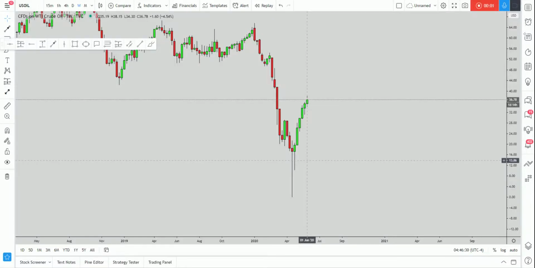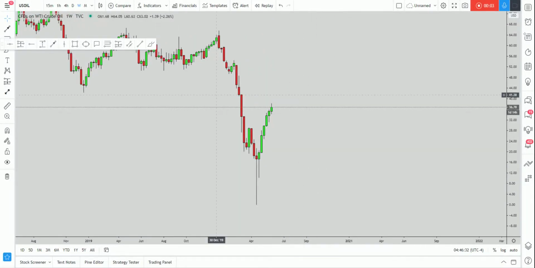Okay, so what kind of situation do we currently have in the market? Now, on US oil, we have a situation in which the market clearly has created this W formation. Now, after a W formation, what do you expect? You expect the market to make a move to the downside. Specifically, you want to see the market go to the downside and test the neckline of this W formation.